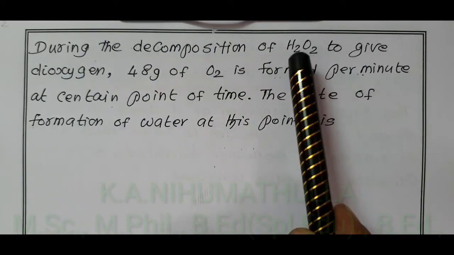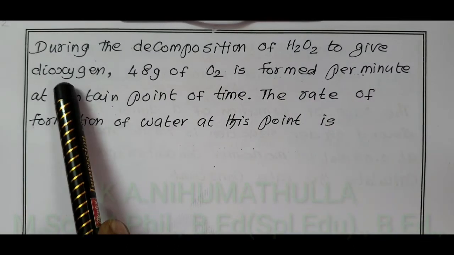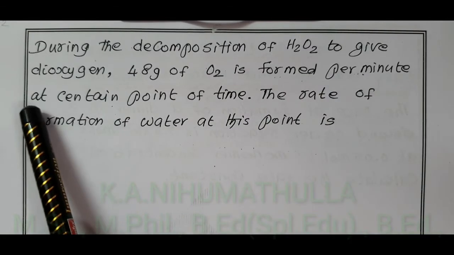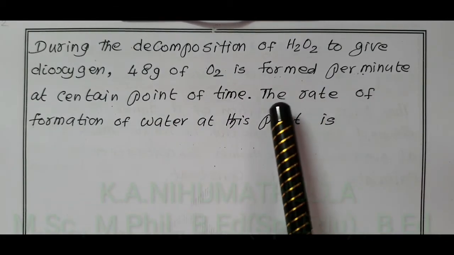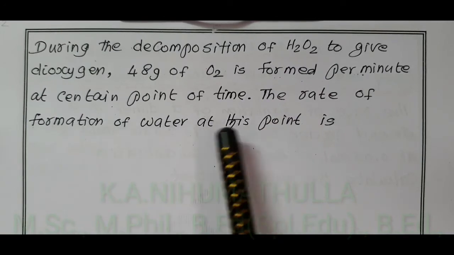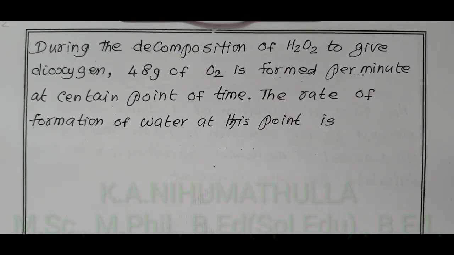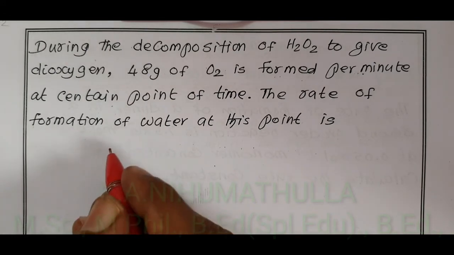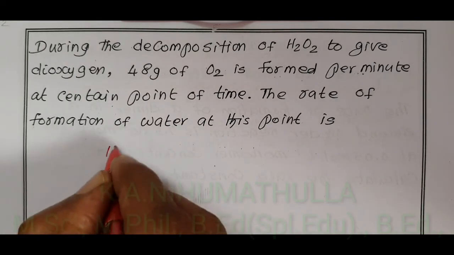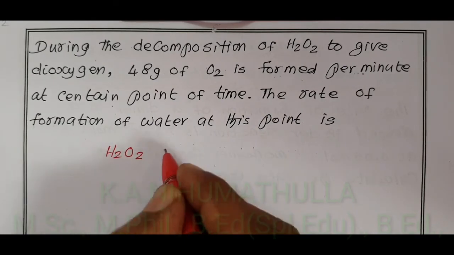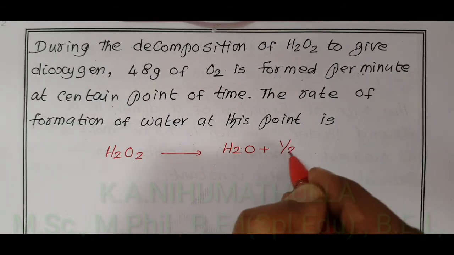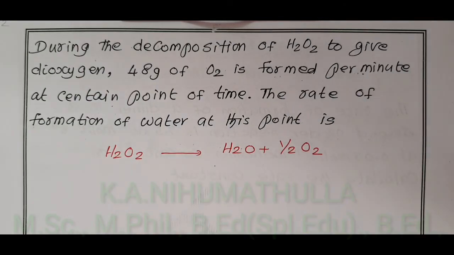During the decomposition of hydrogen peroxide to give dioxygen, 48 gram of oxygen is formed per minute at a certain point of time. The rate of formation of water at this point is? Now I write the decomposition reaction of hydrogen peroxide. H2O2, hydrogen peroxide, undergoes decomposition to give H2O plus half O2.